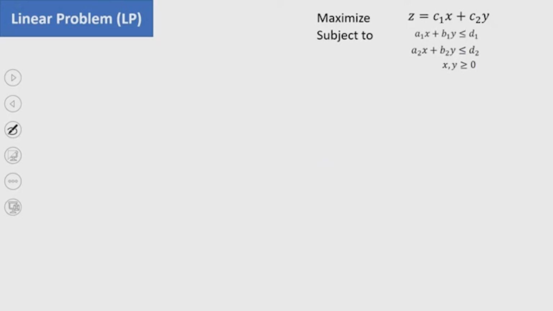Now, let us see this linear problem. Here this is a maximization type objective function: maximize z = c1 x + c2 y. I have taken a two variable problem in order to draw it. Subject to a1 x + b1 y ≤ d1, and similarly a2 x + b2 y ≤ d2, and x and y should be positive.